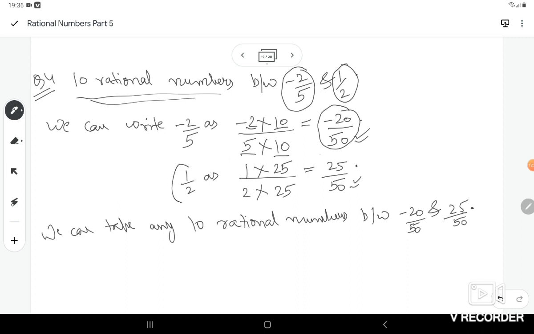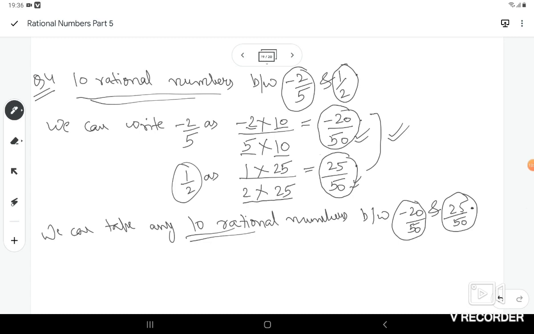and 1 by 2 with denominator multiplied by 2 into 25 and 1 into 25, which comes out to be equal to 25 by 50. Now we can take any 10 rational numbers between minus 20 by 50 and 25 by 50. This method is more easy and less lengthy to solve rather than using the mean method.